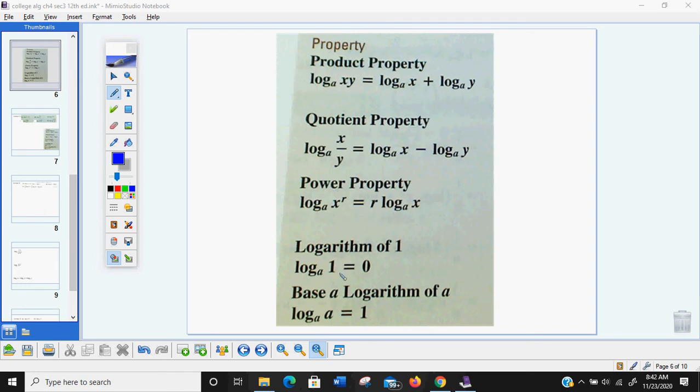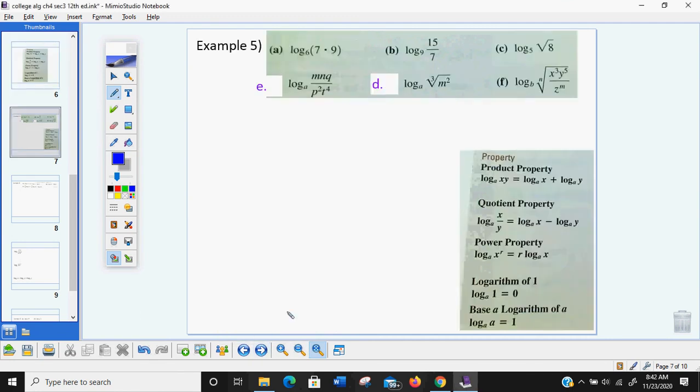These are just a couple of rules that they have you memorize. The main one is this one. Anytime these two match, the answer is 1. So if this was log to the base pi of pi, it would be 1. Log to the base 10 of 10 would be 1. So let's actually use these.